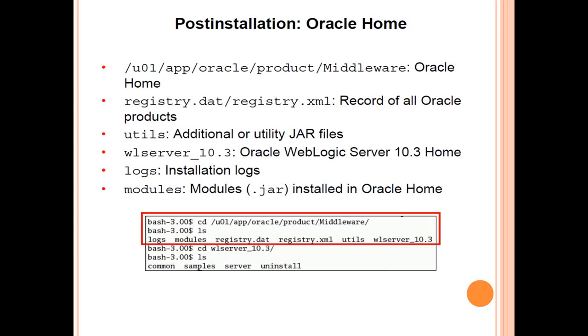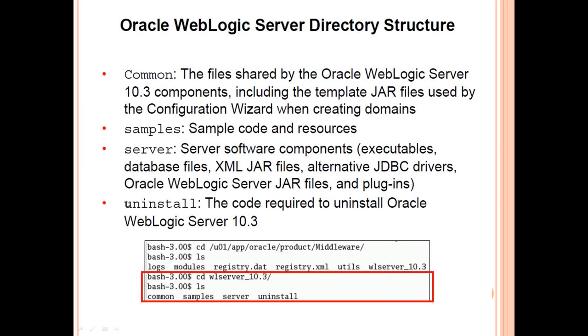So this is how the product installation directory looks. It contains a common directory, samples, server and uninstall. We'll see more of this directory in the next classes. This is a very important directory. I will explain it while installing WebLogic.